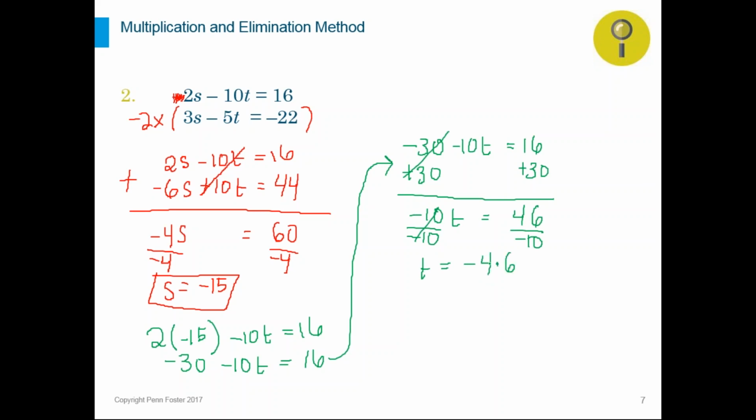It's a decimal answer, but it is the right answer. Whenever you get a fraction or a decimal as part of your answer, do not panic. It's just the right answer. Now, this is the second value we're looking for, t equals negative 4.6. How do I know that these values are correct? Well, plug them into one of the top equations. If they give you the values on the right-hand side, then your values are correct.